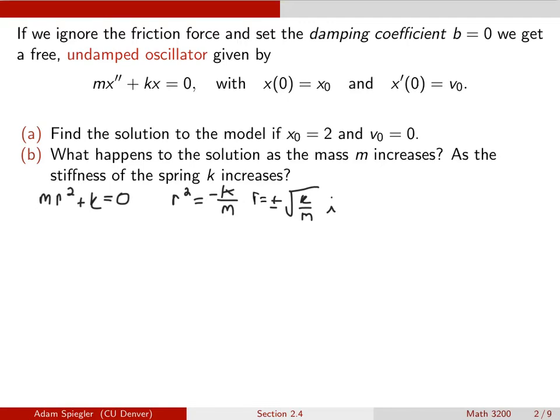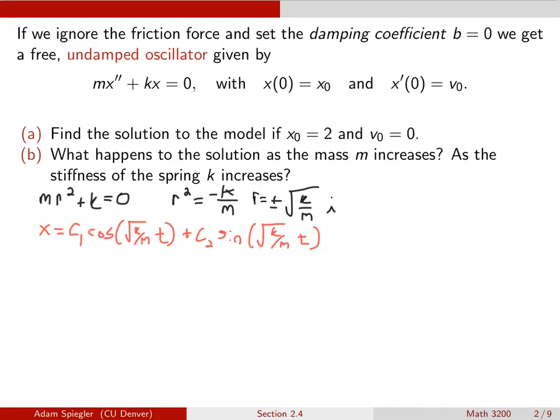So then that would tell me my homogeneous solution would be that x is equal to c1 times the cosine of the square root of k over m times t, plus c2 times the sine of the square root of k over m times t.